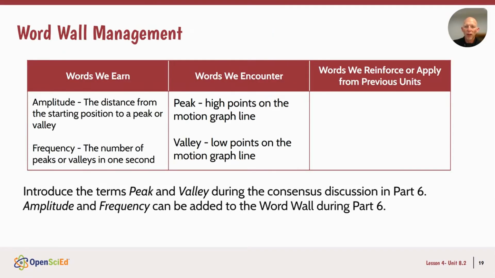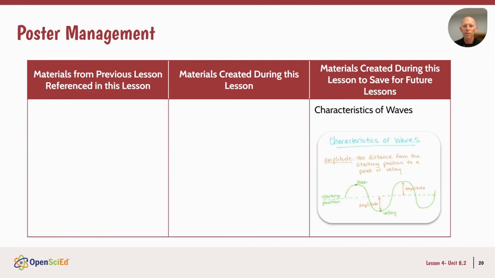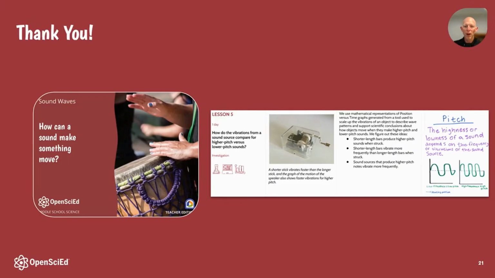In this lesson, we're going to add amplitude to the word wall during part 6, the class discussion. Again, frequency I wouldn't worry about till the next lesson. And then we're going to encounter peak and valley during the class discussion as well. The one poster that you're going to create, characteristics of waves, I would hang on to that and save it for the next lesson because you'll add to it in the next lesson. I think that might be a little different than how they have it in the teacher's edition, but I found best success with that.